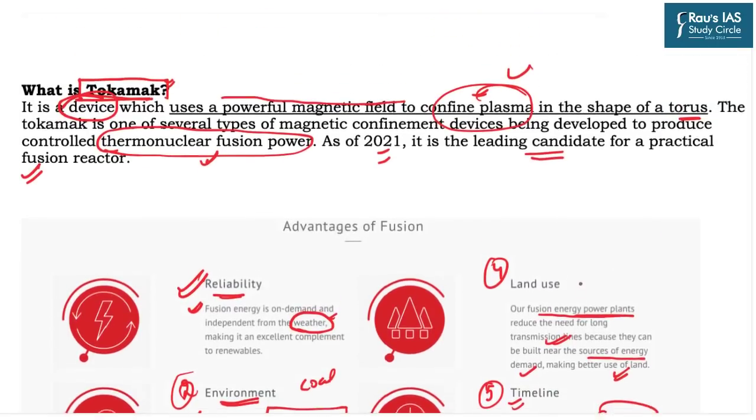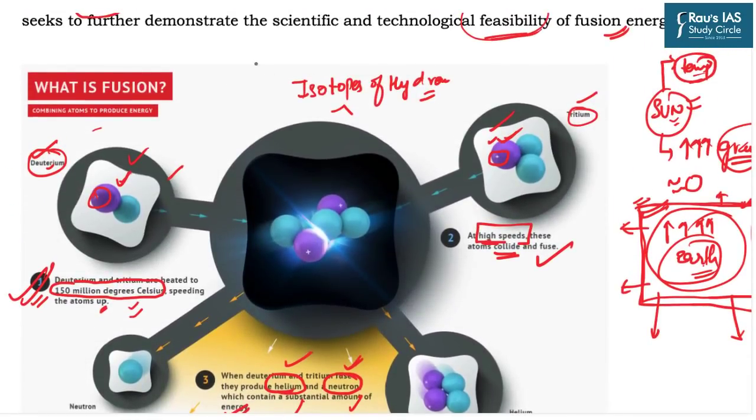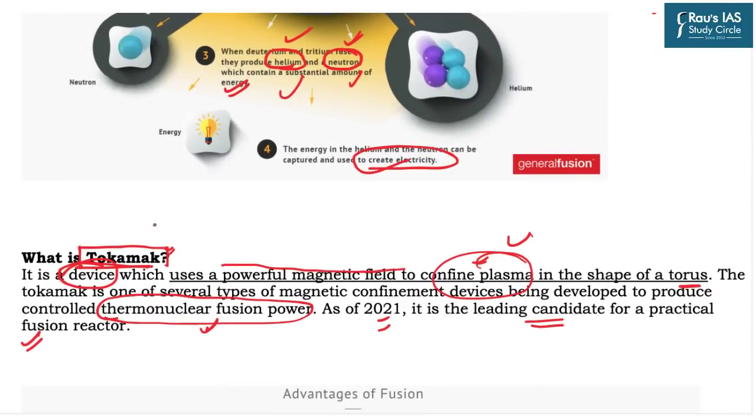So that is why in today's session we have discussed what the scientific basis of nuclear fusion is, and why it is so difficult to capture the energy generated out of fusion on Earth. Then we discussed what a tokamak is. It is a device which confines the plasma to control the thermonuclear fusion power.